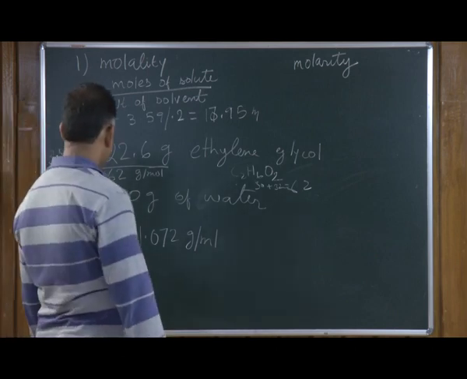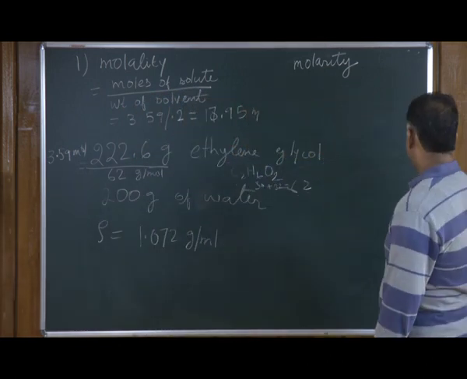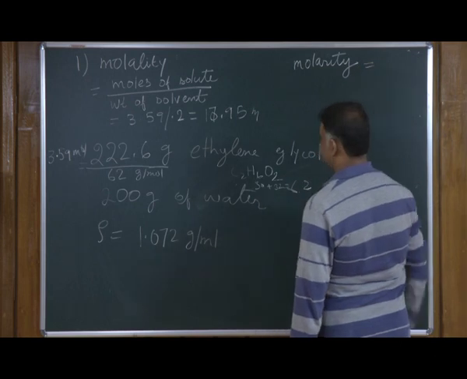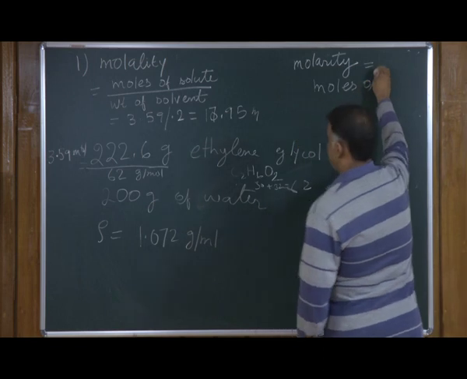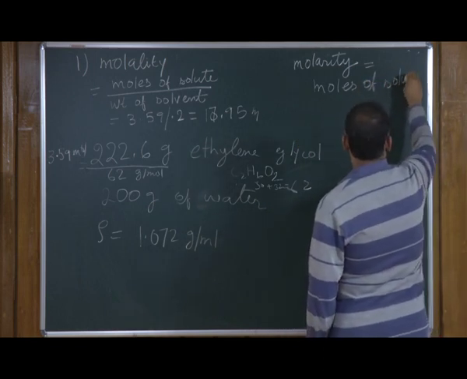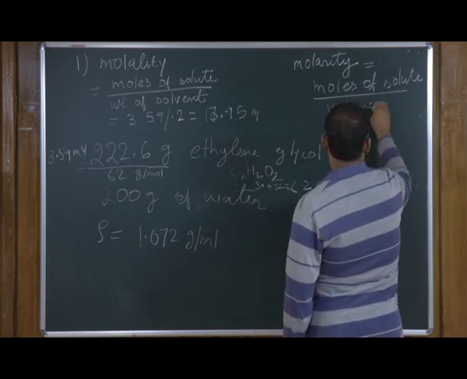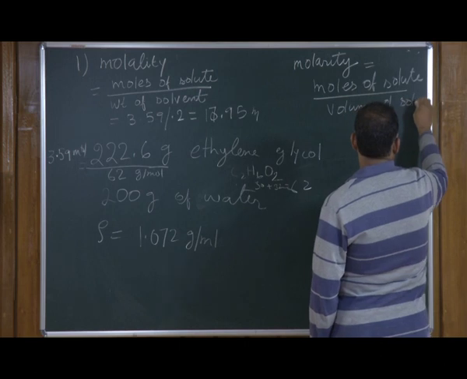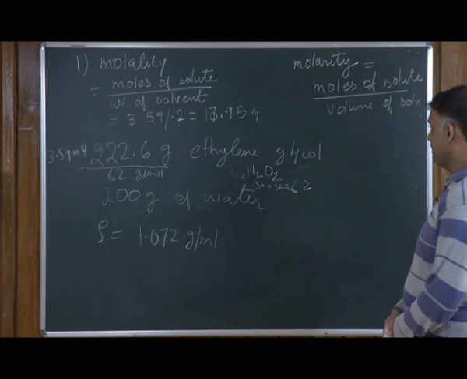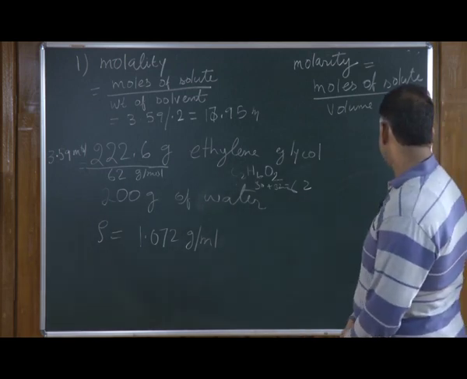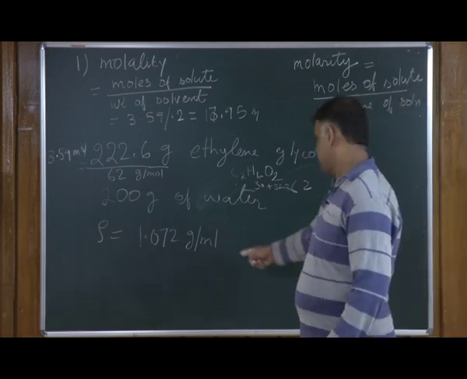Okay. So, we have calculated molality. Now, let us try to calculate molarity. Let us go back to the basic definition. Molarity is moles of solute divided by volume of solution. So, moles of solute we already know is 3.59 mole. Now, we need to calculate volume of solution. For that, we need to use this information.